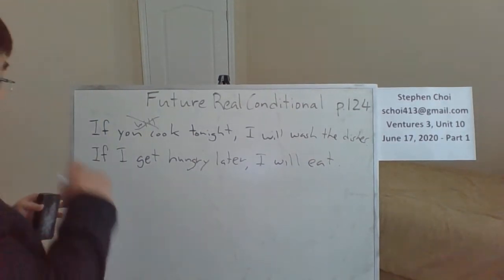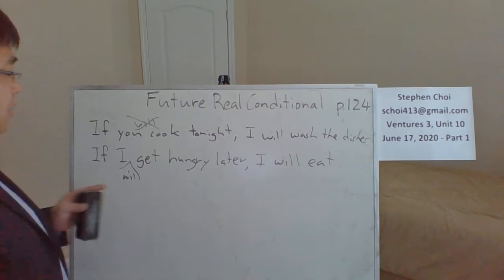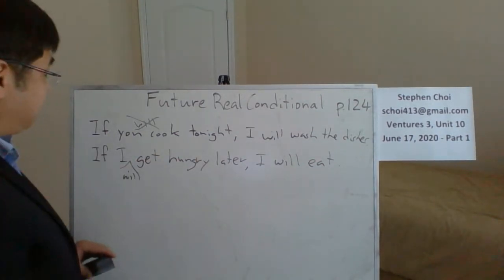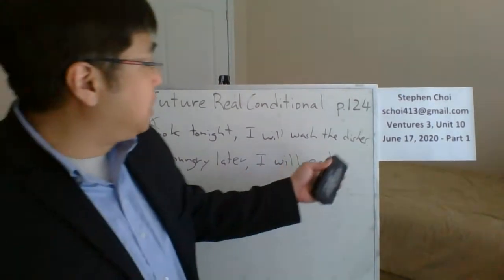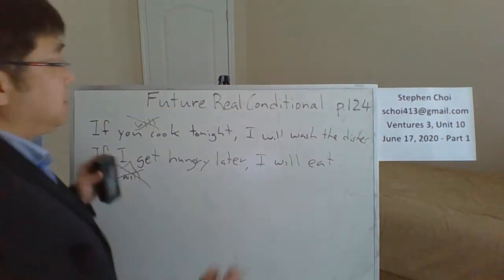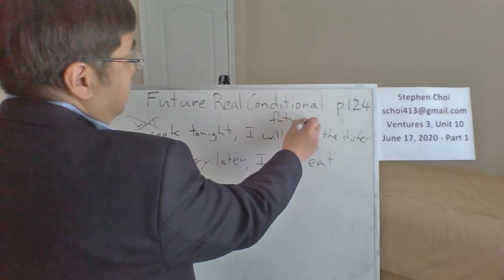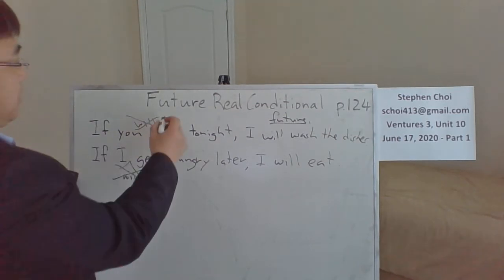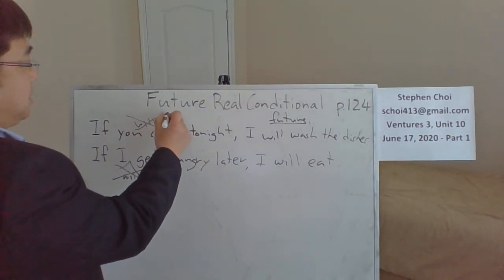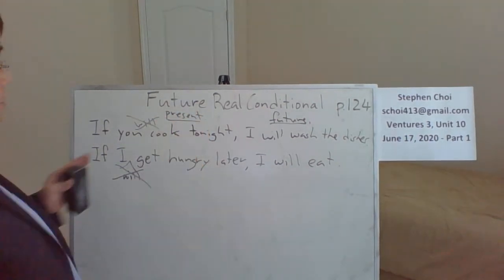Okay, so again, you don't say "if I will get hungry." You don't want to make that future. Okay? If I get hungry, I will eat. Okay, just remember, the main clause is in the future tense, and the conditional clause or the dependent clause in this case is in the simple present tense. Okay, that's the main thing.